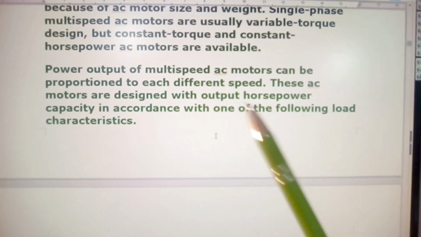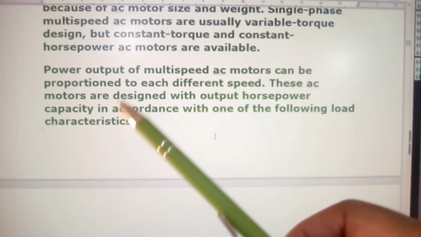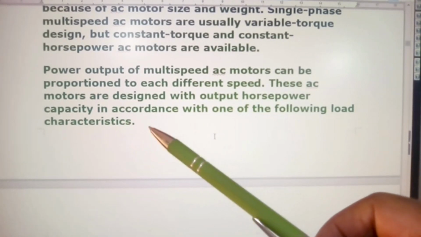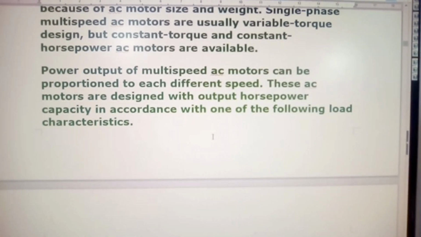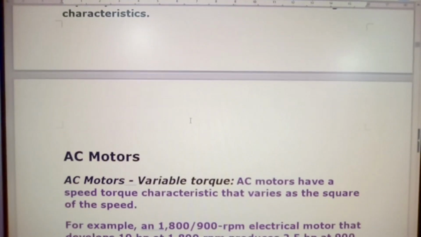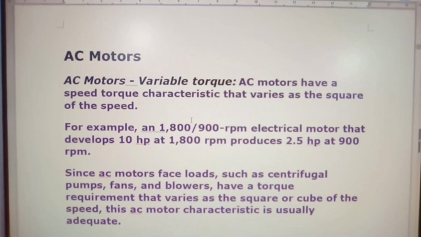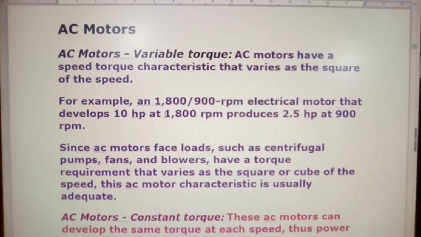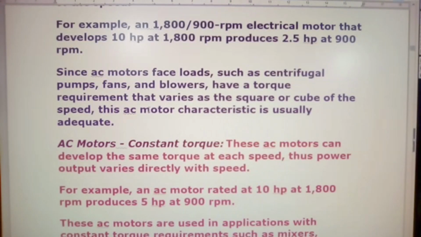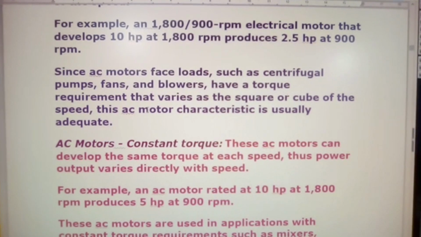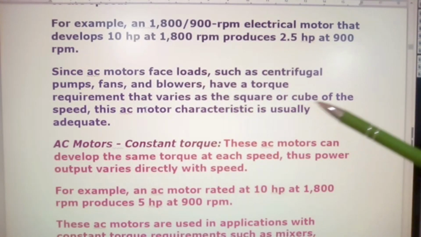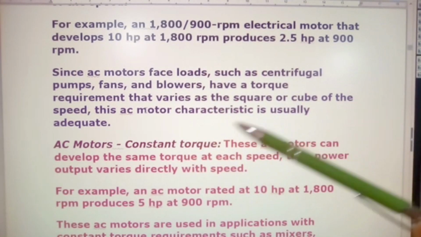The power output of multi-speed AC motors can be proportioned to each different speed. These AC motors are designed with output horsepower capacity in accordance with one of the following load characteristics. And here I'm showing you variable torque AC motors, which have a speed torque, for example, 1800 revs to 900 revs per minute. Since AC motors face loads such as centrifugal pumps, fans, and blowers that have a torque requirement that varies as the square or cube of the speed, this AC motor characteristic is usually adequate.